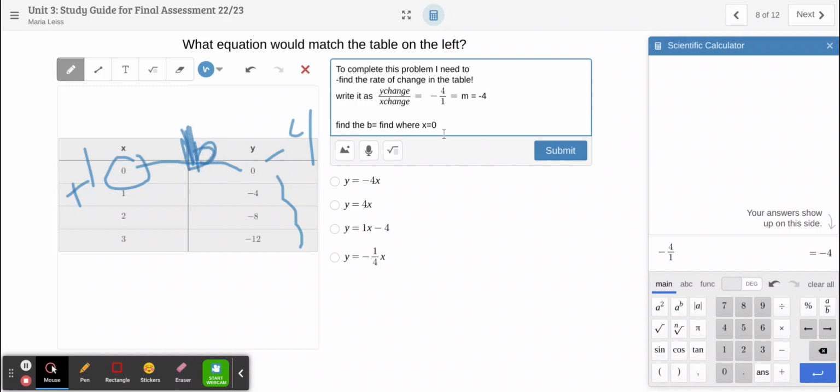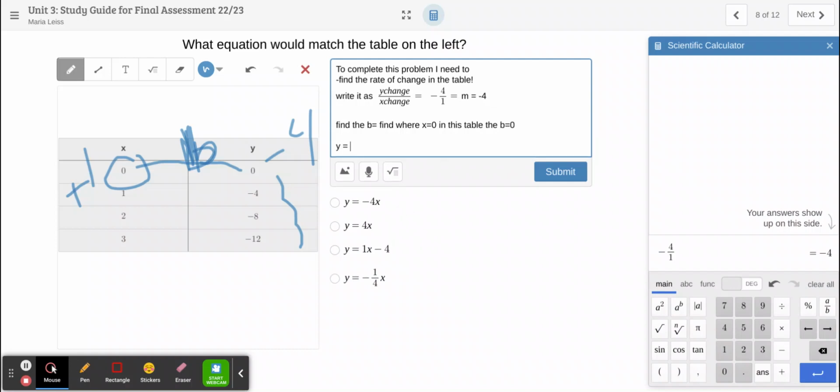So in this table, the b is also 0, so we're not going to write it. So which one has y equals negative 4x? Yep, right there. Very, very good.